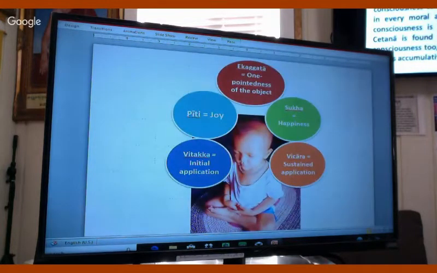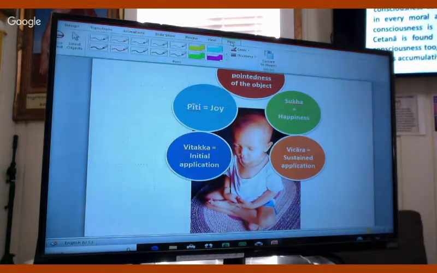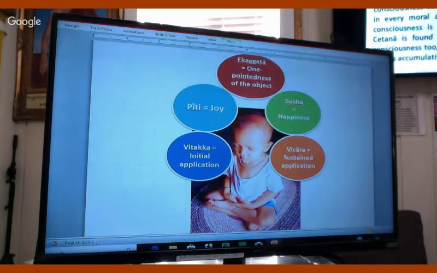Okay, so when you practice meditation, not only vipassana, today it is the samatha meditation. At that time, these five kinds of manifestas are working very strongly in our mind.